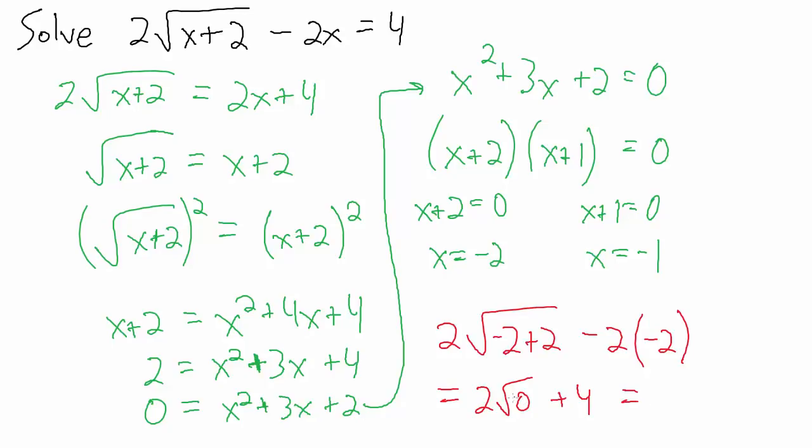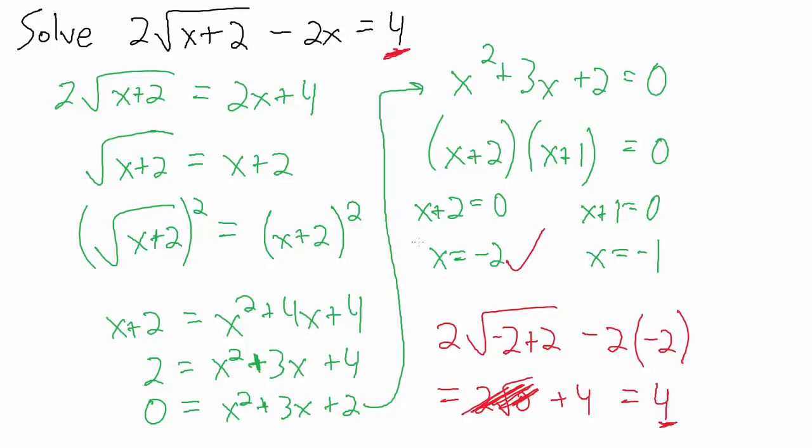Square root of 0 is just 0. 2 times 0 is just 0, so this whole term is 0. So all we have left is 0 plus 4, which is 4. Now, is that what we wanted? Yes, it is what we wanted because we wanted this 4 right here, and that's exactly what we just got. Okay, so that's great. So x equals negative 2 works.